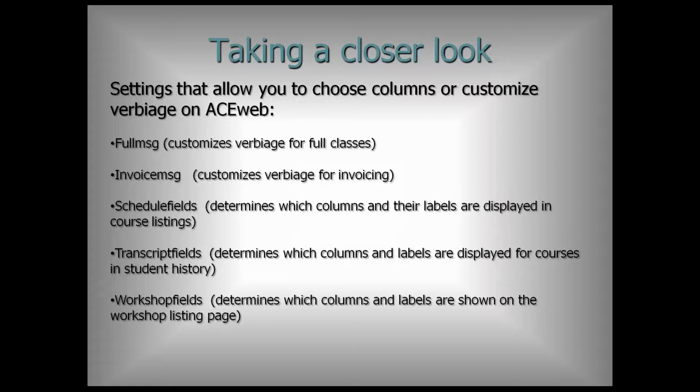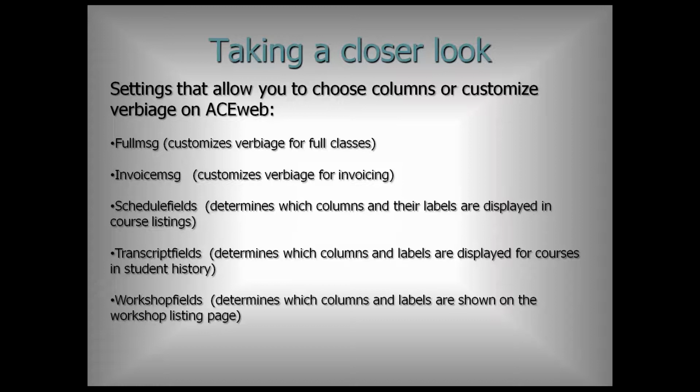We're going to look at full message, which is the verbiage that you see in your course listing for classes that are full. Invoice message, this is the customizable verbiage on the billing on ACEweb side. And then the next three, schedule fields, transcript fields, and workshop fields, are the ones that determine what columns show up in those table areas.